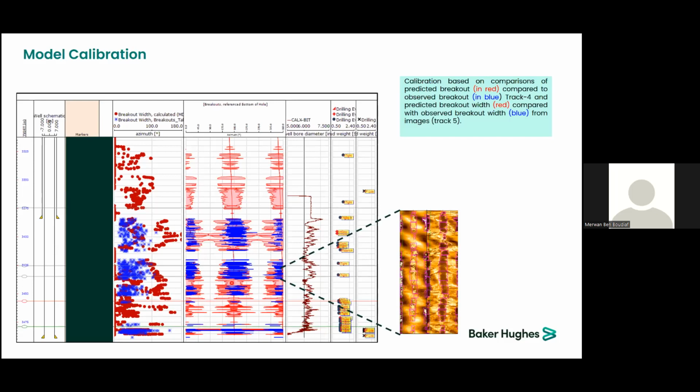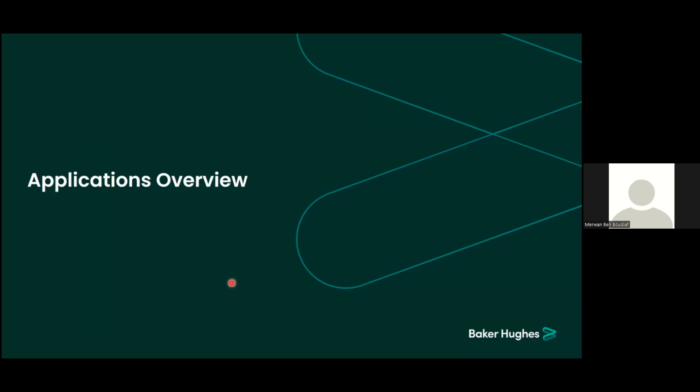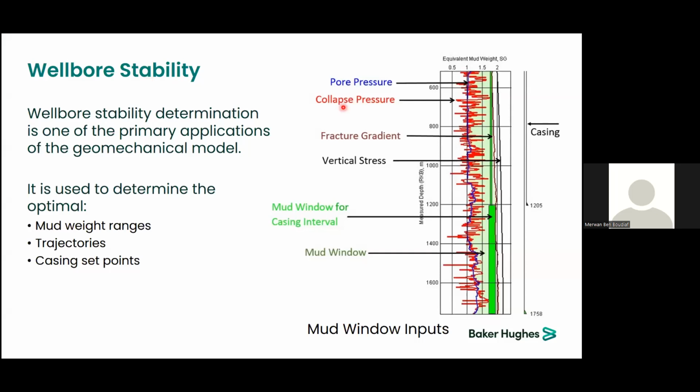So let's go briefly through some applications of geomechanics. First of all is wellbore stability. Basically, we are using three parameters: the pore pressure, the fracture gradient, and the collapse pressure, which is directly related to the breakout occurrence within the hole. Those three parameters are used to determine the mud weight ranges in drilling, and also to optimize trajectories for deviated or horizontal drilling, and the casing set points.